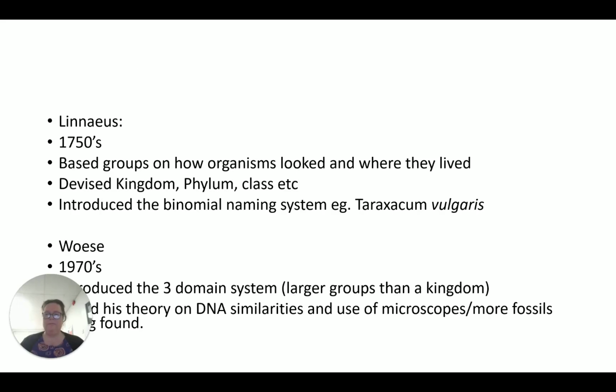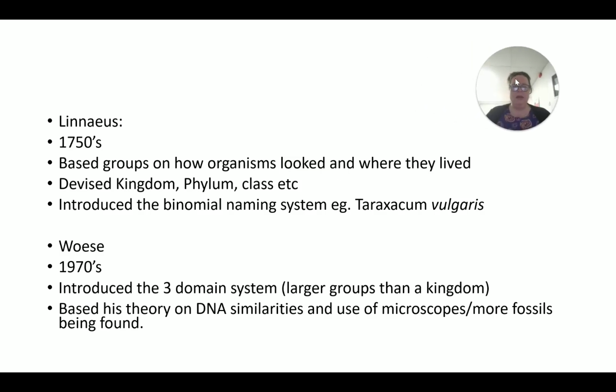So Linnaeus, based in the 1750s, looked at how organisms looked, where they lived, and he devised the kingdom, phylum, class, and he also named them using this binomial naming system, e.g. Taraxacum vulgaris. For those of you that like to know, that's a dandelion. And then we've got Carl Woese down here.